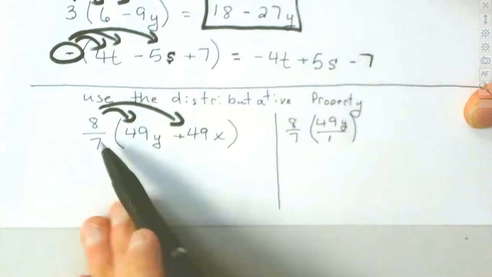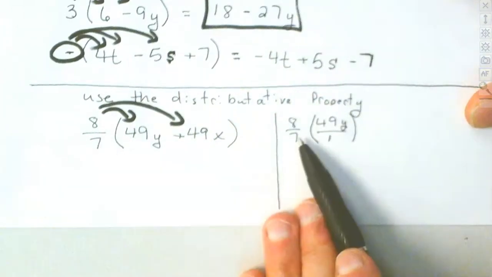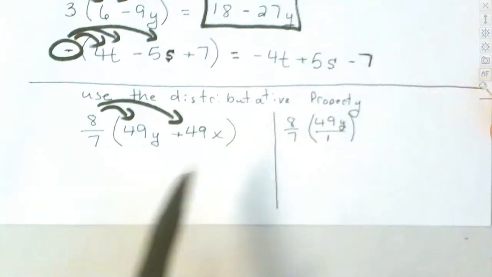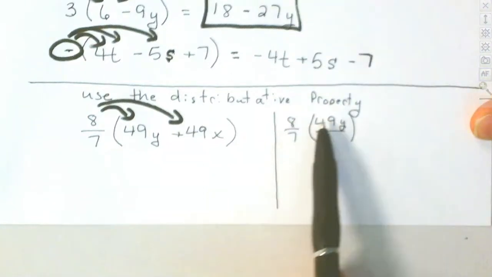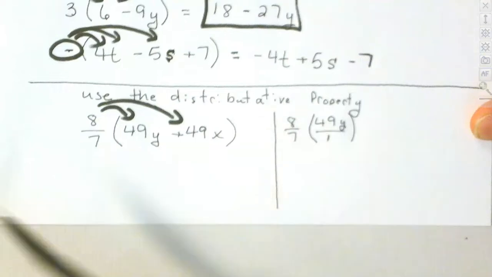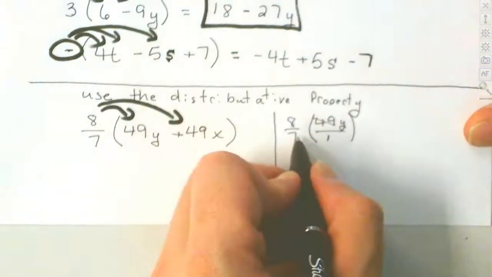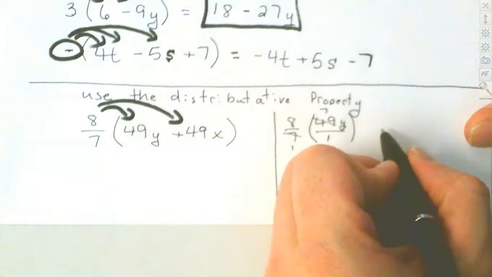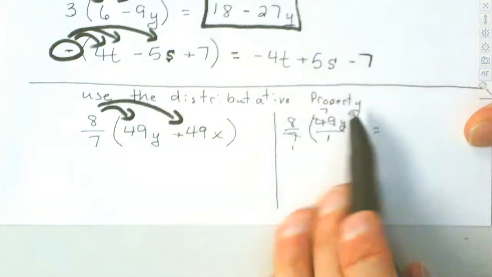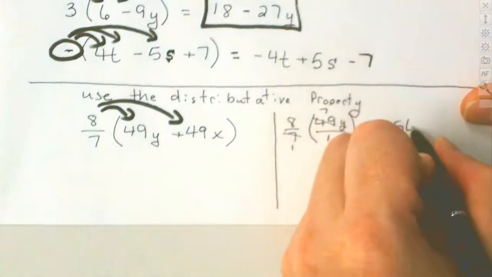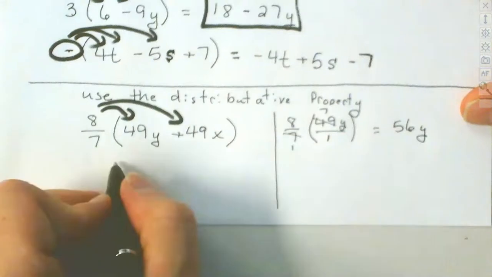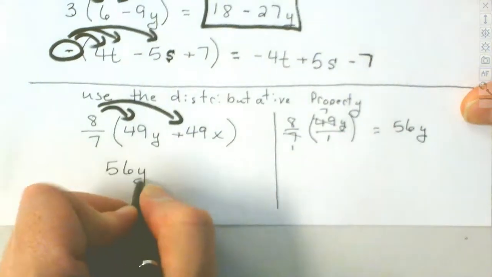We're multiplying. We can do each one individually. Now don't make this more difficult. When we multiply, what can we do with our numbers? We can cross cancel. So that 49 and that 7 can cancel. And now we have an 8 times 7. Well, 8 times 7, that is a 56. And what variable is still left with it? Y. So that's going to be 56y.